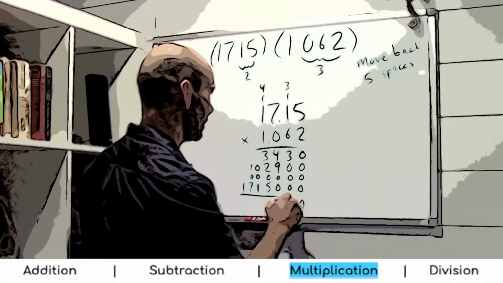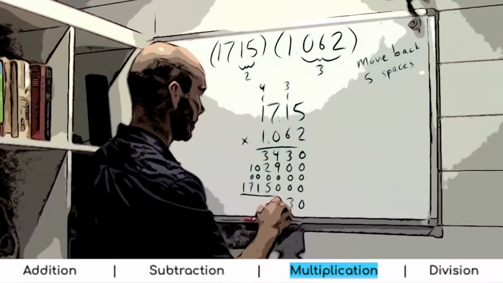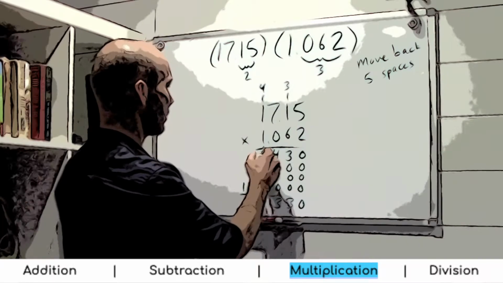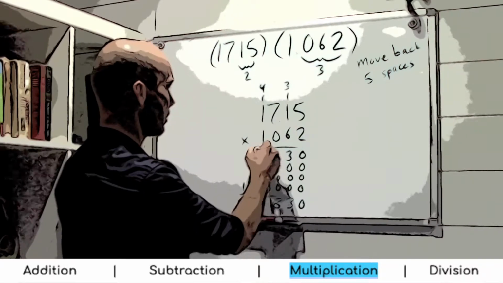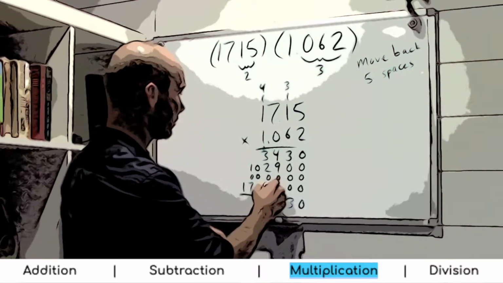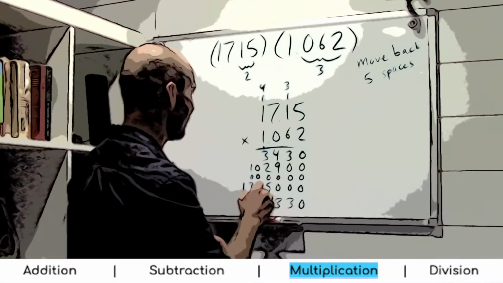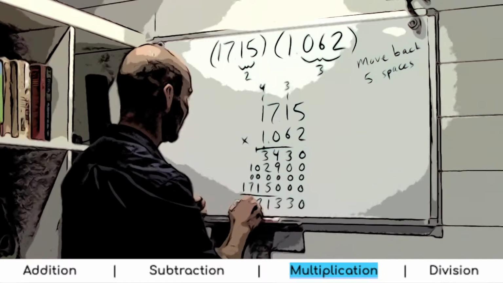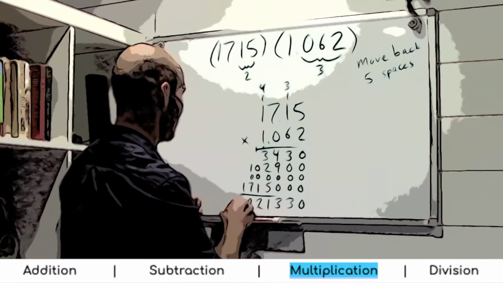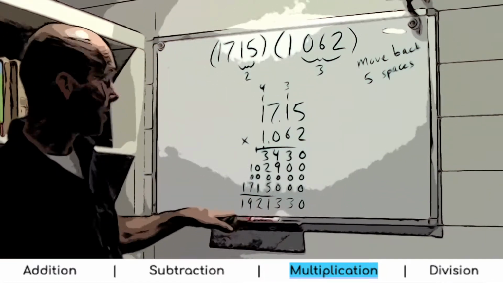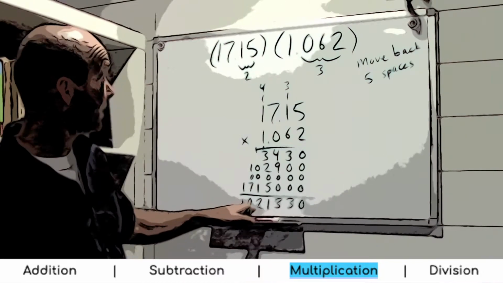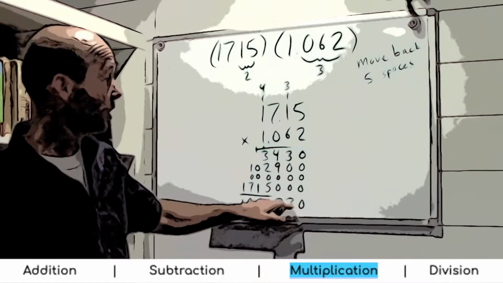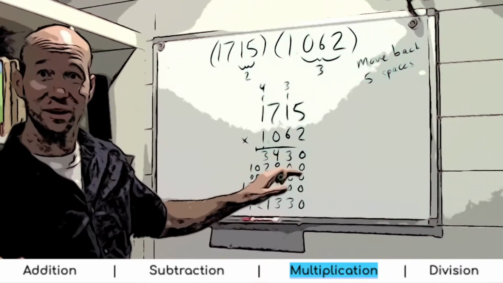We get a 3. 4 plus 9 is 13. 3 plus 2 is 5, plus 5 plus 1 is 11. 1 plus 1 is 2. 1 plus 7 is 9. And 1. Now I have a big number, 1,921,330. Am I done?